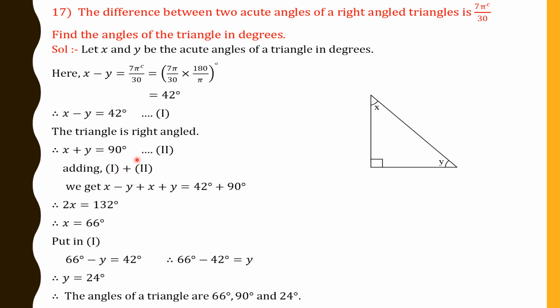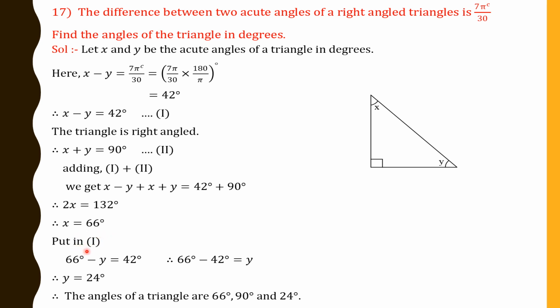Addition of first and second. Adding these two equations. x minus y plus x plus y equal to the addition of the terms on RHS, 42 degree plus 90 degree. Plus y minus y cancel. x plus x is 2x. 2x equal to the addition of these two terms, 132 degree. Divide by 2 on RHS, x equal to 66 degree.